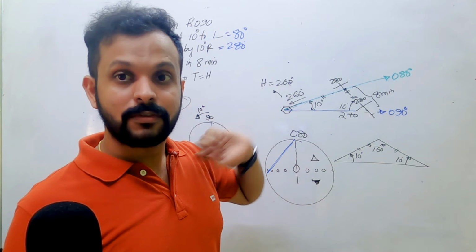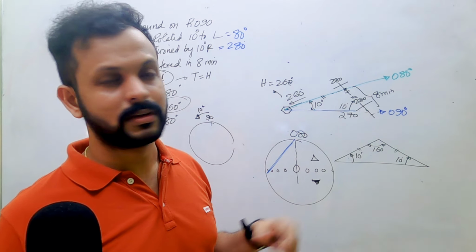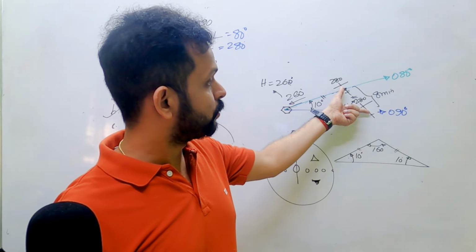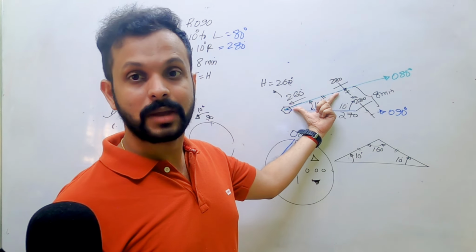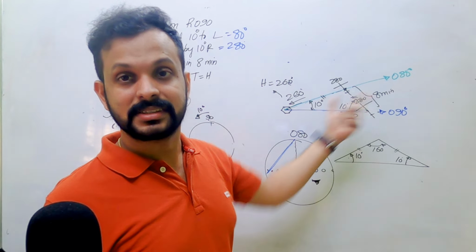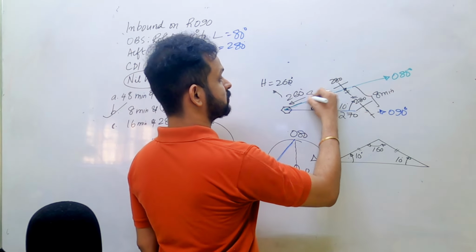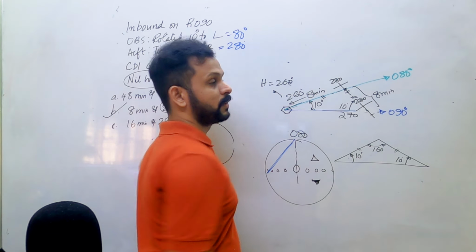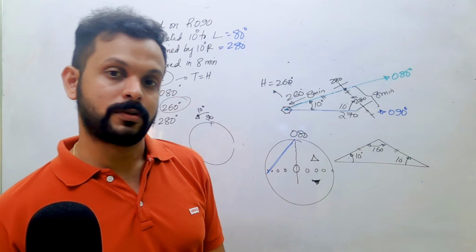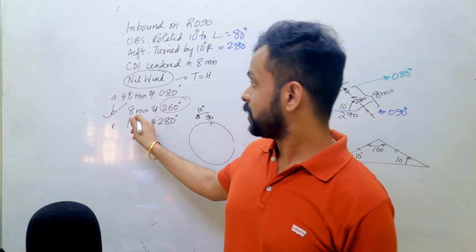Understood? If I assume a constant ground speed, remember nil-wind conditions, if I don't change my task, I'll have a constant ground speed. The time taken to cover this distance will be equal to the time taken to cover this distance, because these distances are the same. And if I assume a constant ground speed, if this is 8 minutes, this is also going to be completed in 8 minutes. Understood? Clear? That is why 8 minutes here.